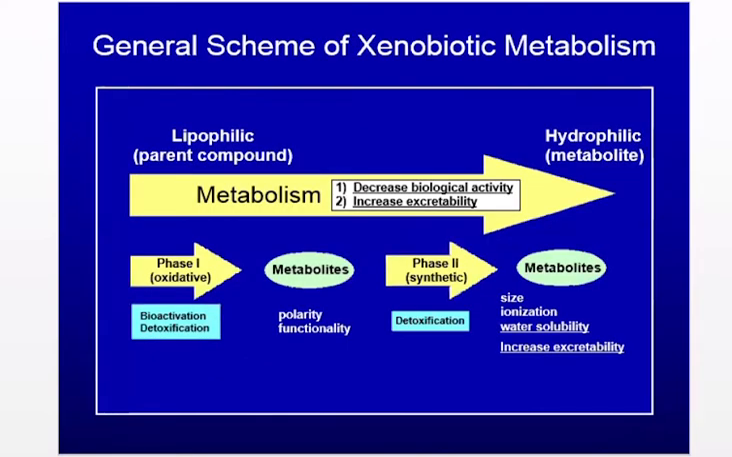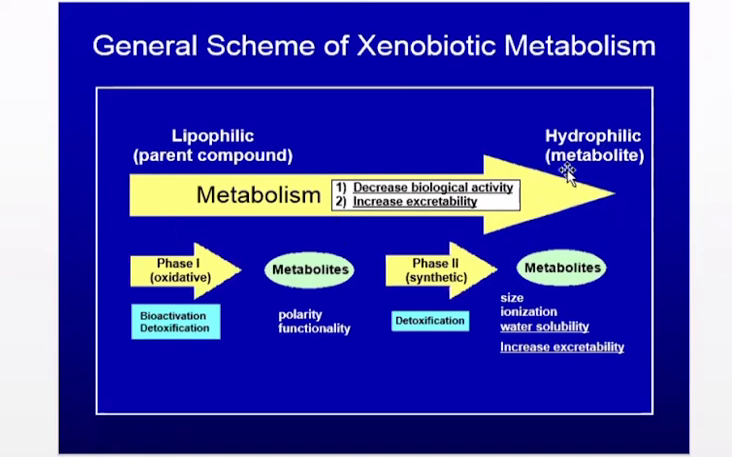Then this is the general scheme of xenobiotic metabolism. Usually the lipophilic substances can get into the liver, where metabolism takes place. And once metabolism has taken place, this decreases the biochemical activity of a substance, or increases the excretability of the substance. And usually these are metabolites which come out as hydrophilic substances.